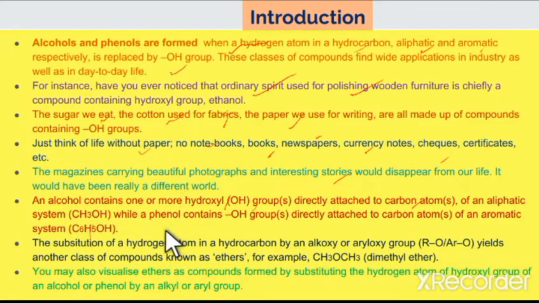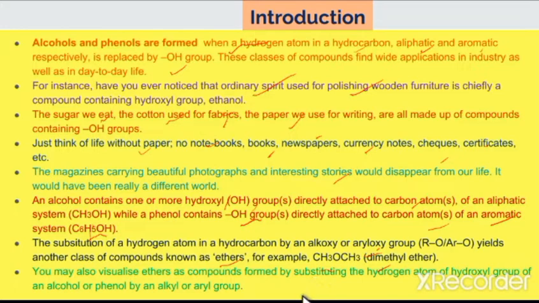For example, CH3OH. While phenols contain the OH group, the hydroxy group, directly attached to a carbon of the aromatic system, for example C6H5OH. That is nothing but phenol. Whereas the substitution of a hydrogen atom in the hydrocarbon by an alkoxy or aryloxy group yields another class of compounds known as ethers. For this case we can take the simple ether, CH3OCH3. This is known as dimethyl ether.